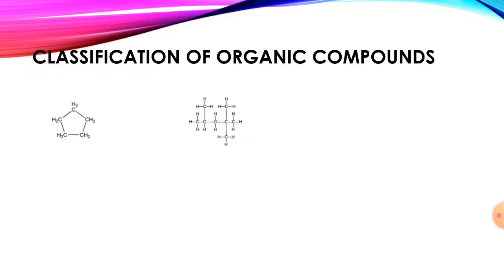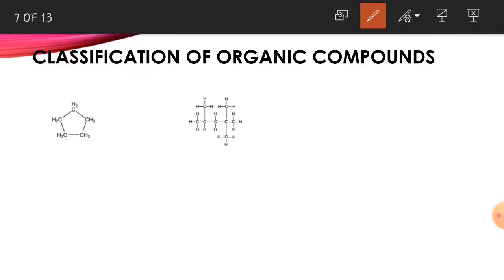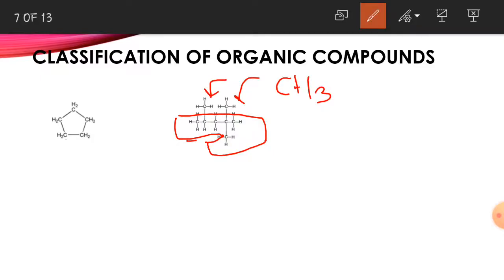Now, let's look at this structure. It looks a little bit tough, but don't get confused. You may see here that this is your chain. On this chain, two substituents are attached, that are CH3. Since two substituents are attached to this chain of an organic compound, we will classify it as a branch chain organic compound, and the branch chain organic compound belongs to the acyclic organic compounds.